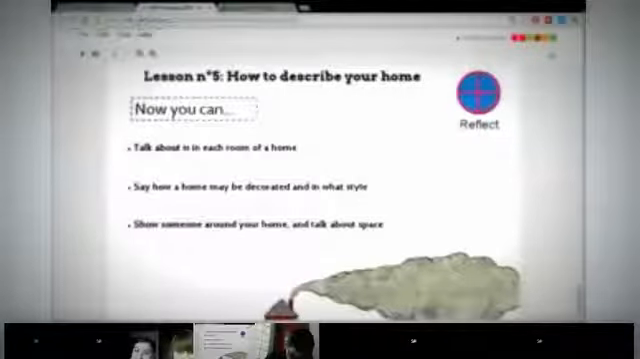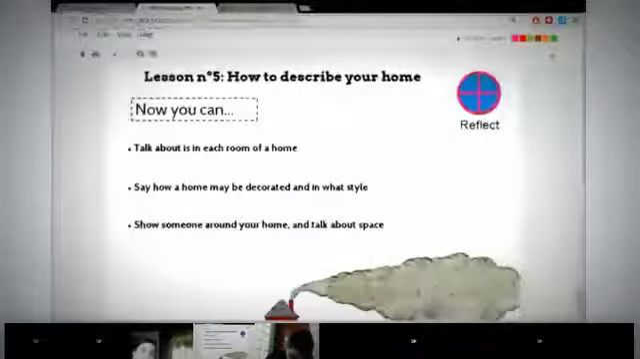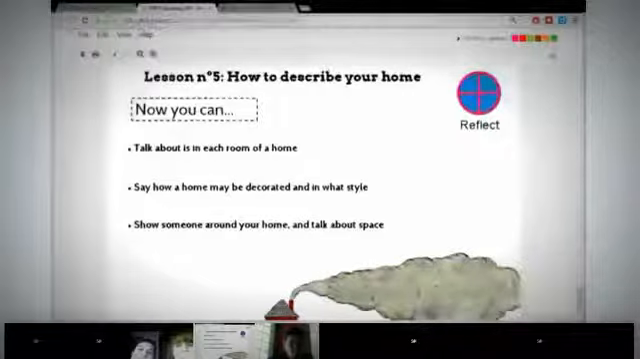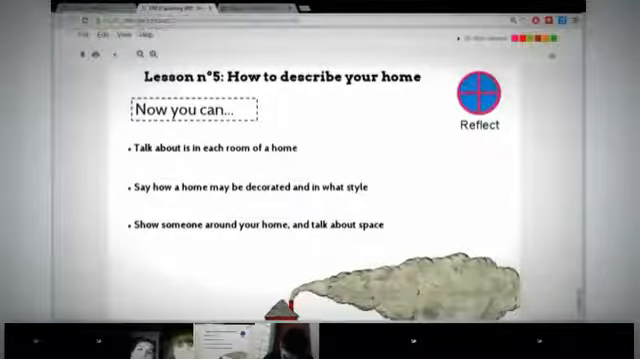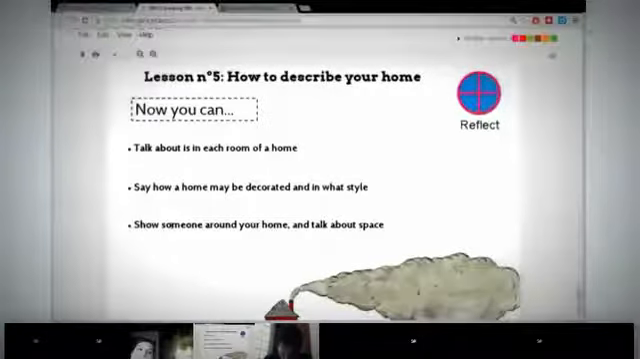So here it says, now you can talk about what is in each room of a home. Say how a home may be decorated and in what style. We talked about contemporary and antique. Those are two words that came up. Finally, show someone around your home and talk about space.